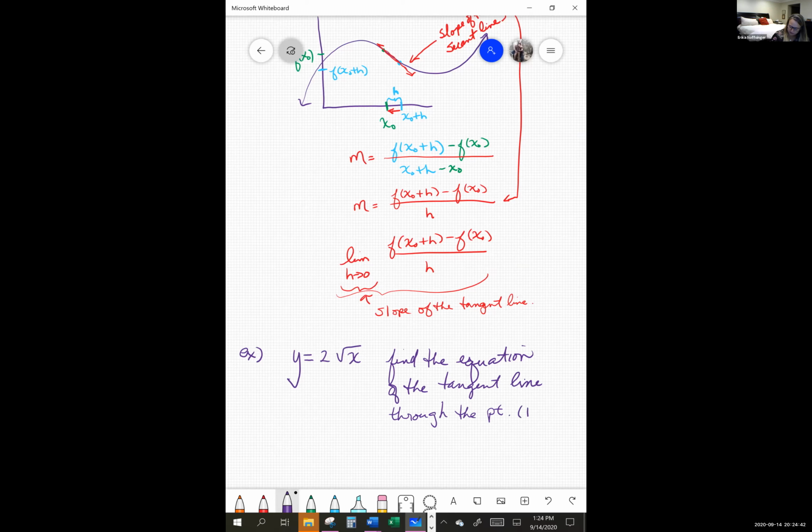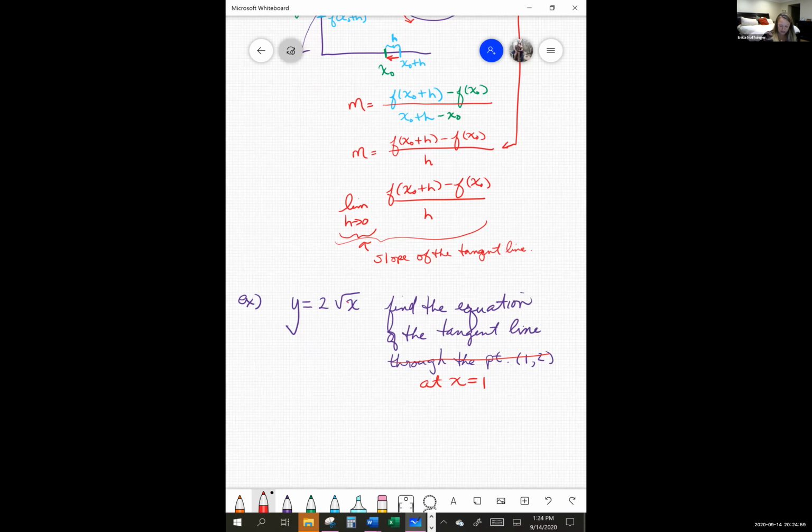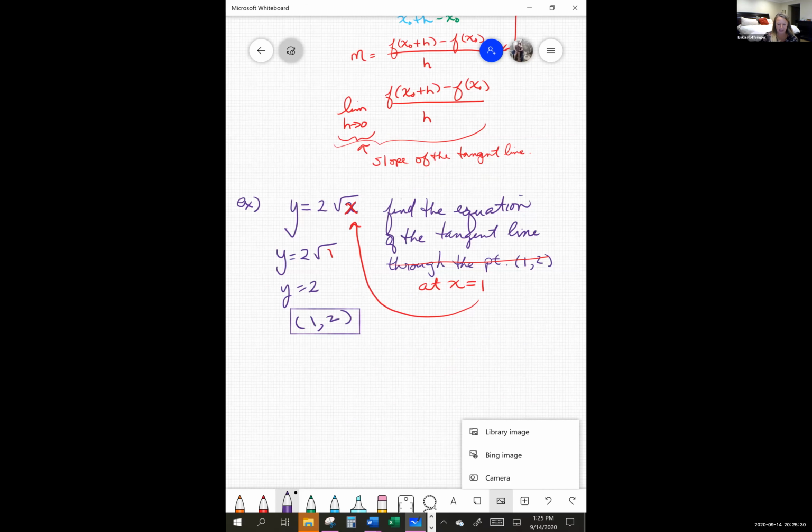Sometimes they don't give you that point, they just give you the x value. So in this case, if they had just said at x equals 1, basically all we have to do is go back up into our equation, plug in 1 wherever we see an x, and we would get y is equal to 2 square root of 1, or y is equal to 2 times 1, since the square root of 1 is 1. So you can see that that is the point 1, 2. They might ask you just to find the equation of the tangent line at this x value, and you are going to need to find the point if they don't give it to you, by going back into the original equation and plugging that in.